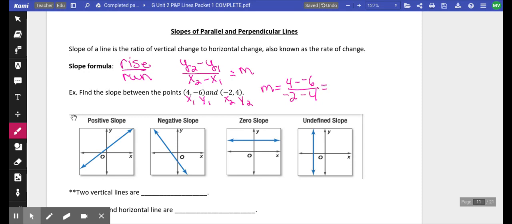So then I do that arithmetic. 4 minus negative 6 is 10. Negative 2 minus 4 is negative 6. And then I can reduce that, and my slope is negative 5/3.